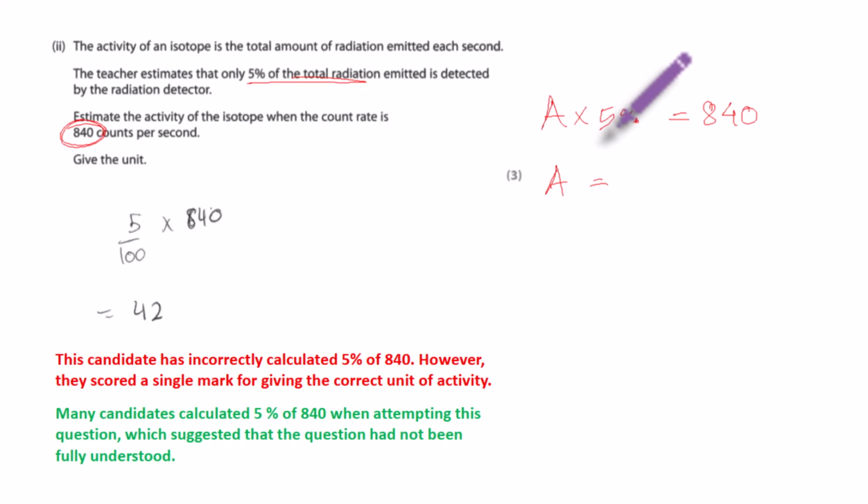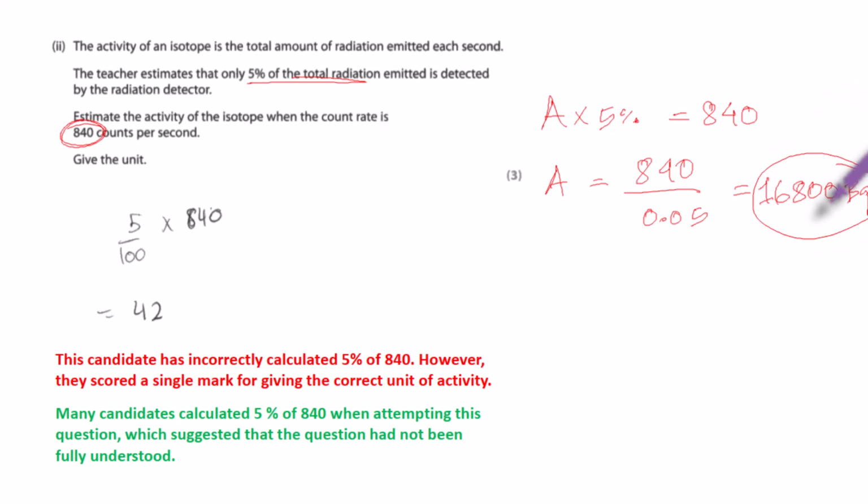So activity equals to 5% means 0.05. So 840 divided by 0.05, and the value is 16,800, and the unit of activity is becquerel. So this is the activity, and of this activity only 5% is detected, which is 840. So you have to read the question very carefully.